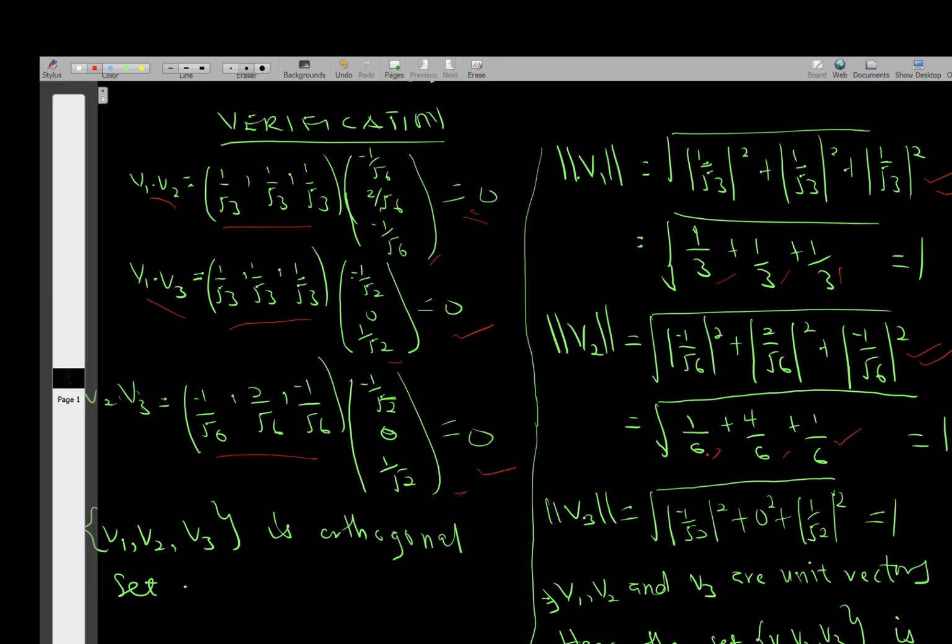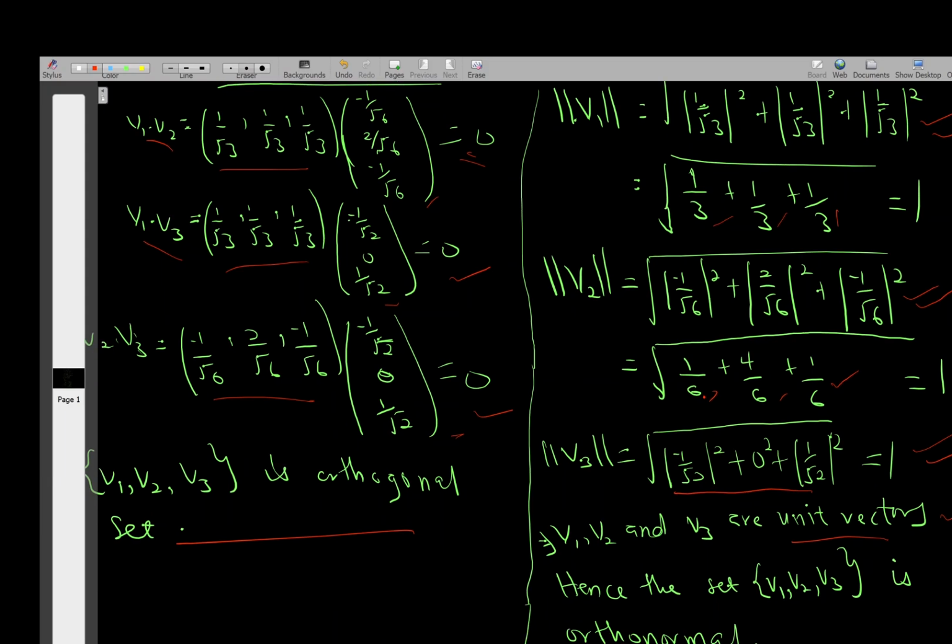Now let's move on to v3. You find the norm of v3, and it's also given by this, and when you simplify, you get 1. Therefore, v1, v2, and v3 are unit vectors. Since v1, v2, and v3 are orthogonal, and they are also unit vectors, the set v1, v2, v3 is orthonormal. And since v1, v2, v3 is orthonormal, we can say that we have transformed u1, u2, u3 into an orthonormal set of vectors v1, v2, v3 using the Gram-Schmidt orthogonalization process.